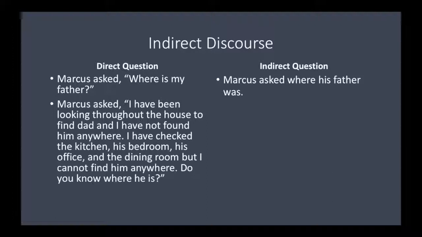Marcus's exact words are recorded in direct discourse. There will be quotation marks for direct discourse. For example, Marcus asked, quote, "Where is my father?" End quote. Or Marcus asked, quote, "I have been looking throughout the house to find Dad, and I have not found him anywhere. I checked the kitchen, his bedroom, his office, and the dining room, but I cannot find him anywhere. Do you know where he is?"